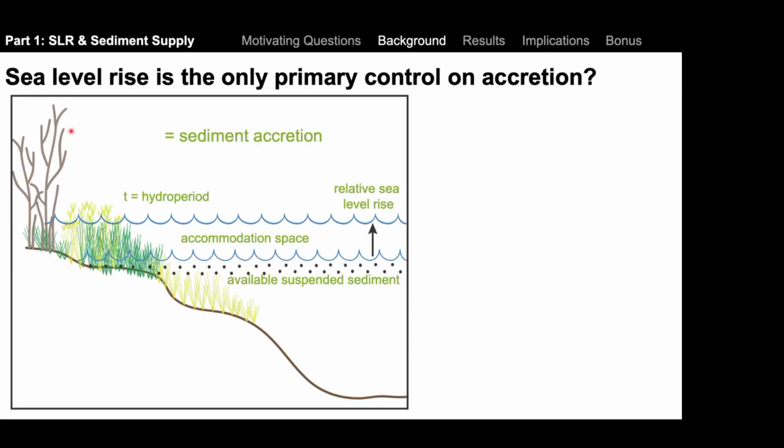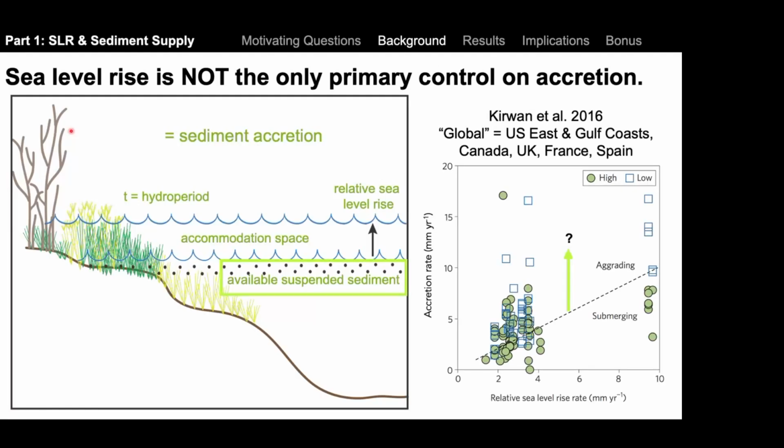And so we use this conceptual relationship, this theoretical understanding, in our assessments of salt marsh vulnerability to drowning and in terms of our morphodynamic models. But we don't actually observe this relationship in the empirical data. So here's a global, in quotes, compilation by Matt Kirwan and his colleagues looking at relative sea level rise rates on the x-axis against sediment accretion rates for high and low marsh systems.